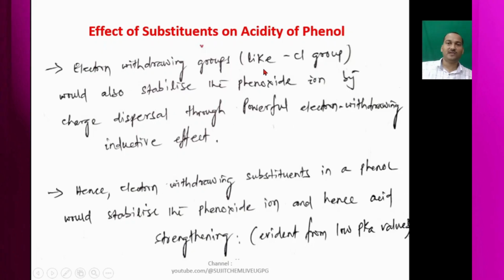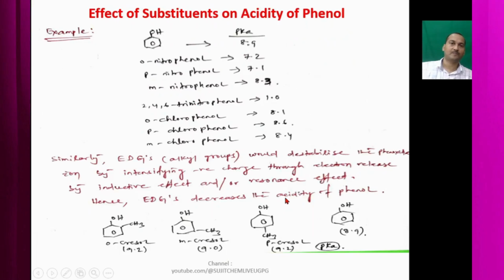So electron withdrawing groups like a chlorine group would also stabilize the phenoxide ion by charge dispersal through powerful electron withdrawing inductive effect. Hence electron withdrawing groups in a phenol would stabilize the phenoxide ion and hence are acid strengthening, which is evident from low pKa values. So here you can see phenol 8.9, orthonitrophenol 7.2 lower pKa, paranitro 7.1, metanitro it has higher 8.3, 2,4,6 trinitrophenol 1, then orthochlorophenol 8.1, parachlorophenol 8.6, metachlorophenol 8.4.